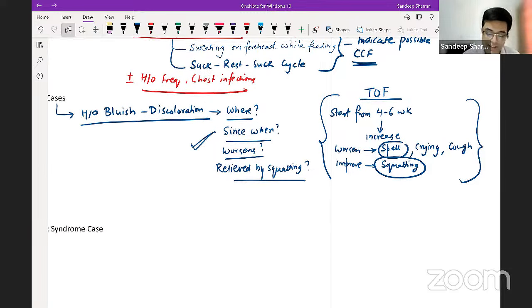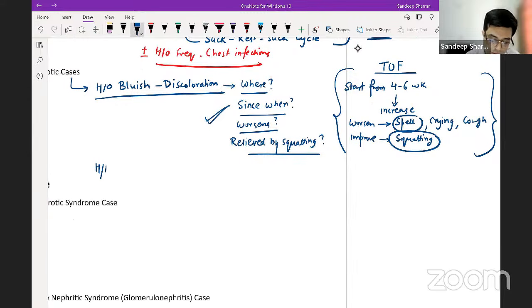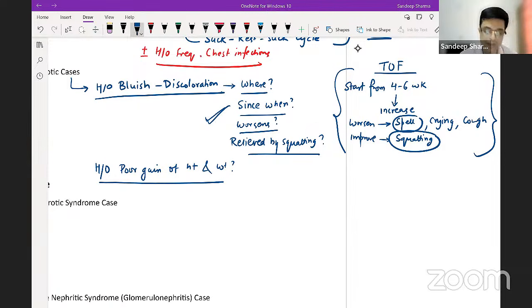In addition, because it is a cyanotic disease, they always ask about history of poor gain of weight and height here also. See, in an acyanotic patient, why is poor gain of height and weight happening? Because of CCF and feeding difficulty. But here poor gain of height and weight is happening because it is a cyanotic disease. Because of cyanosis, because of hypoxia, the tissues are not growing well. They are not getting enough oxygen. So here also poor gain of height and weight will be present.